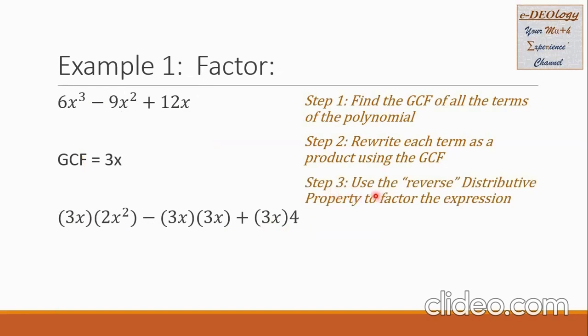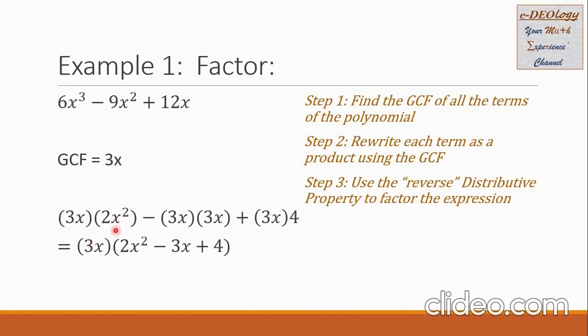For step 3, use the reverse distributive property to factor the expression. It means to say we're going to remove first the GCF from the three terms. So see, the GCF is now outside, and then on the second factor, we're going to collect all terms that will remain for each term here after removing the GCF. Look at the first term here.